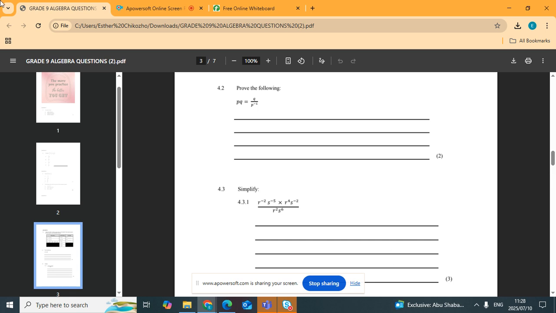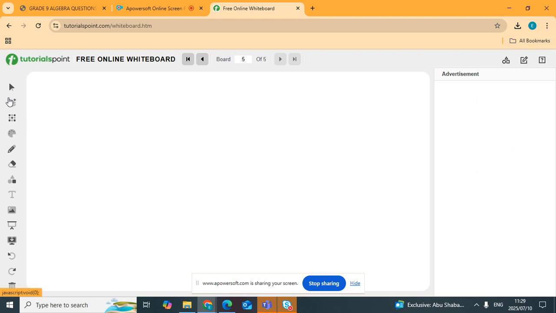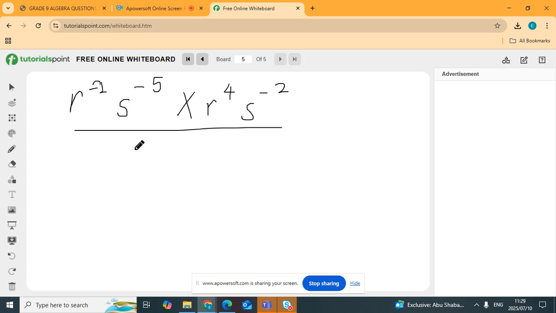Okay, now let us go on to 4.3.1, right? Let us go on to 4.3.1 and attempt it. Now, under 4.3.1, you are given the following. We have got r to the power of minus 2, s to the power of minus 5, multiplied by r to the power of 4, s to the power of minus 2, over r to the power of 2, s to the power of 6, right?